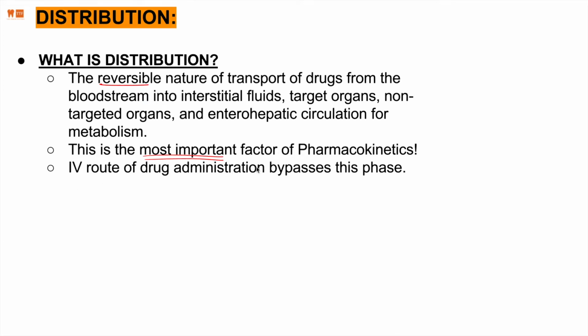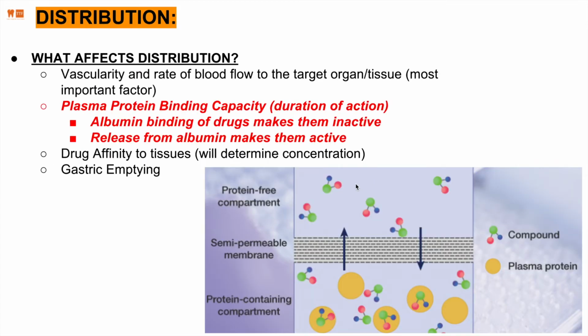IV route of drug administration bypasses this phase as well. It doesn't need help to distribute itself. It's going to go directly to the target organs from the bloodstream itself. What affects distribution? What are the factors? We also mentioned that vascularity and the rate of blood flow is very important, right? Specifically to the target organs and tissues becomes the most important factor because that blood carries the drug.